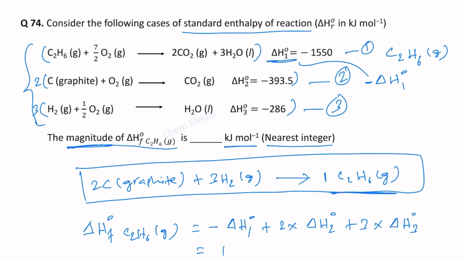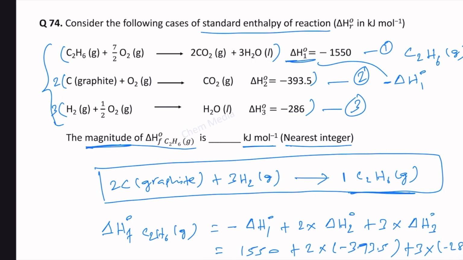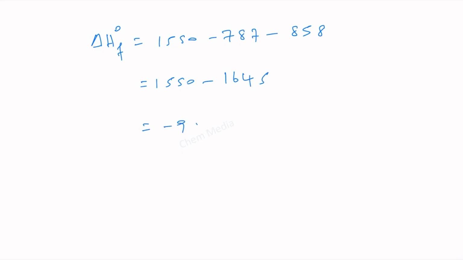Therefore this is equal to 1550 because we have to change the sign, plus 2 times minus 393.5 plus 3 times minus 286. So therefore delta H formation standard is equal to 1550 minus 787 minus 858, and that is equal to 1550 minus 1645, and the answer we will get is minus 95 kilojoules per mole.